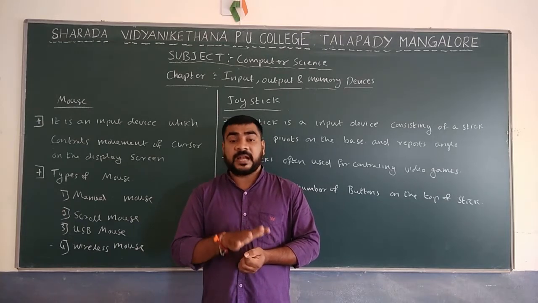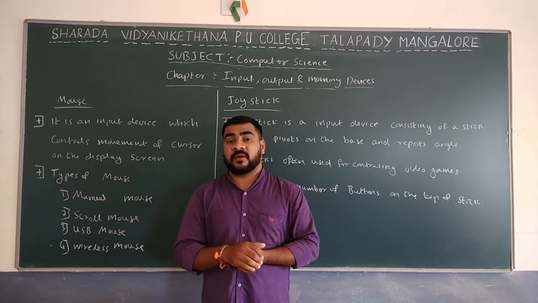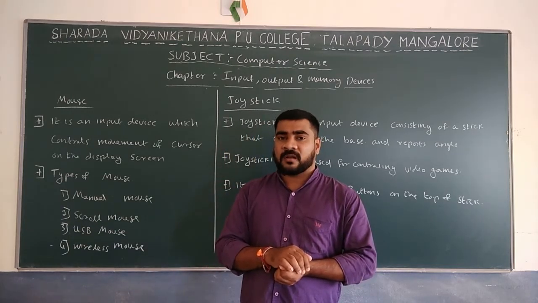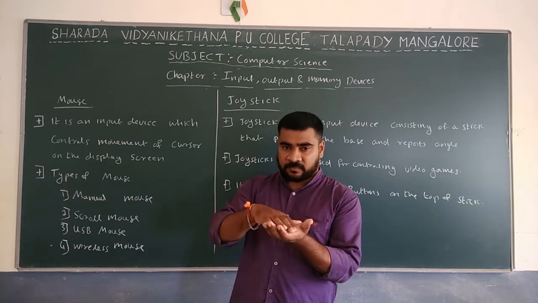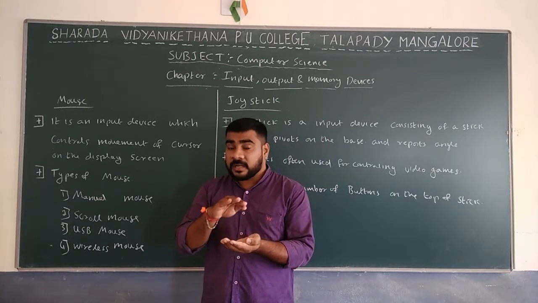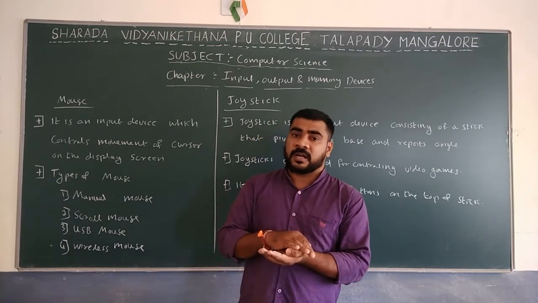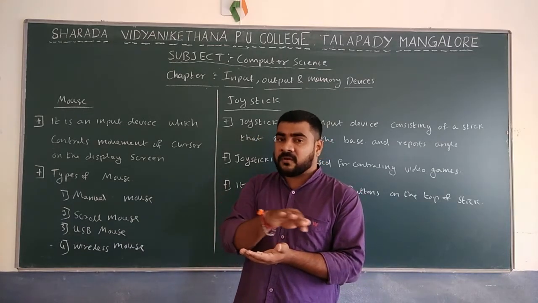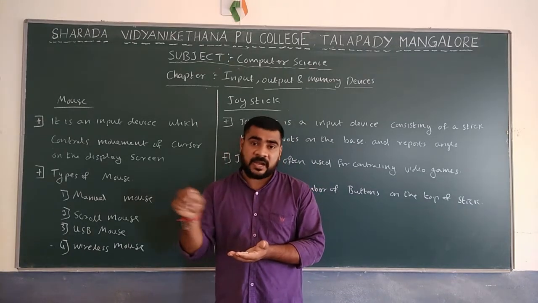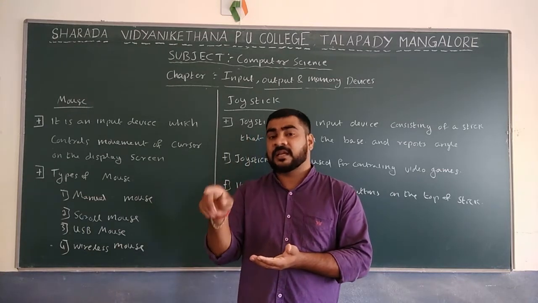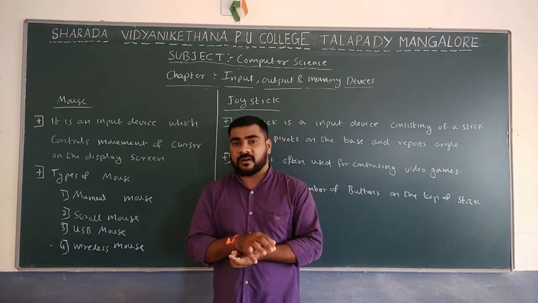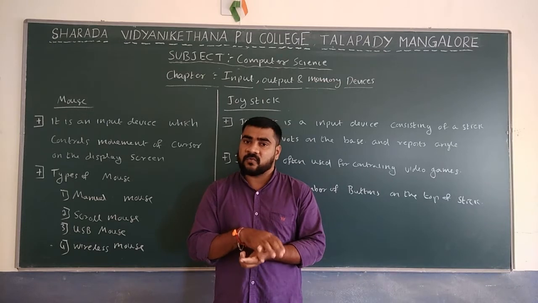manual mouse. It works based on the principle of x-axis and y-axis. It uses one rubber ball or metal ball on the bottom. Whenever you move the mouse, the ball moves. Whenever the rubber ball or metal ball moves, it finds the x-axis and y-axis. Based on that, it finds the location, calculates the position, and displays the cursor on the screen. That is the working of the manual mouse.